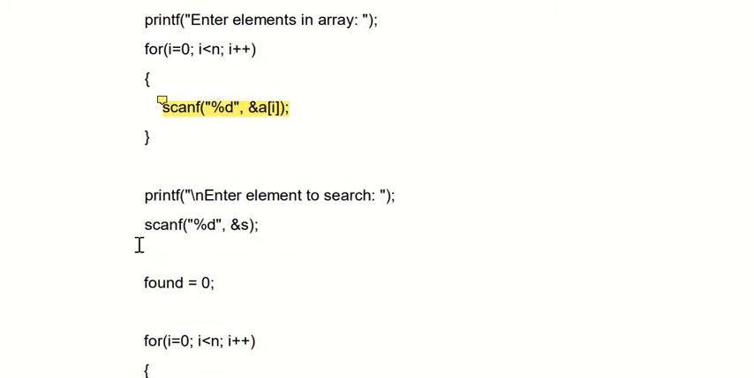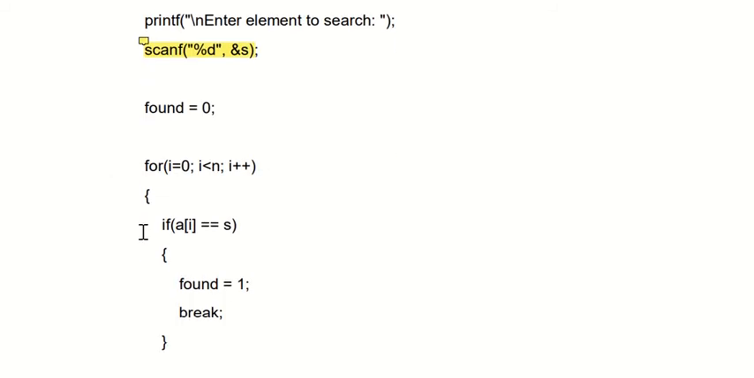Now we are asking the user to enter one number that they want to search. For example, let's say I want to search for the number 40. Now initially we write found equal to 0, meaning initially we are assigning the value 0 to the variable found. That is the initial value.